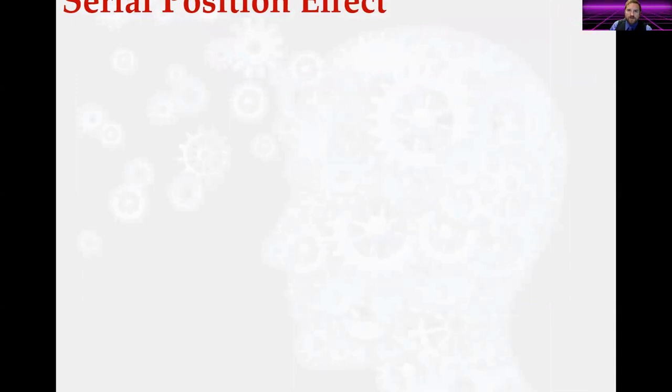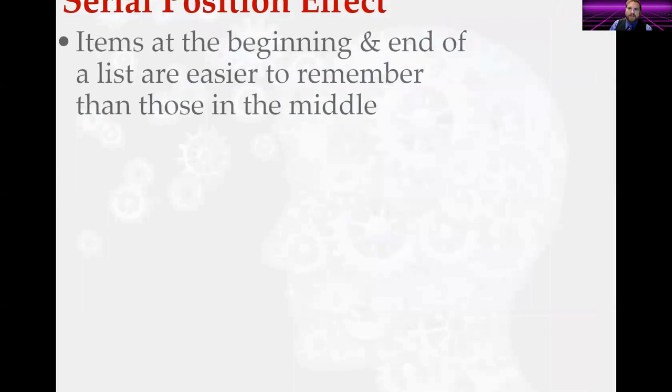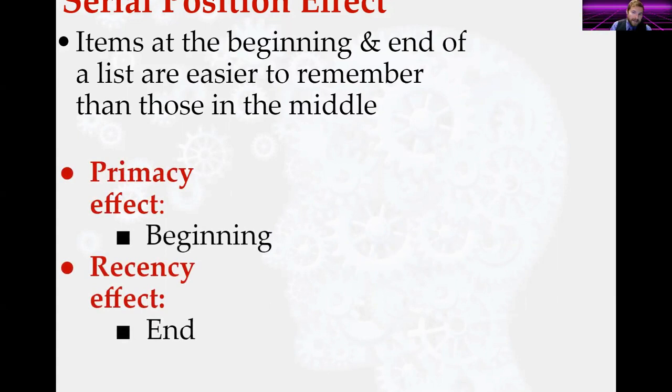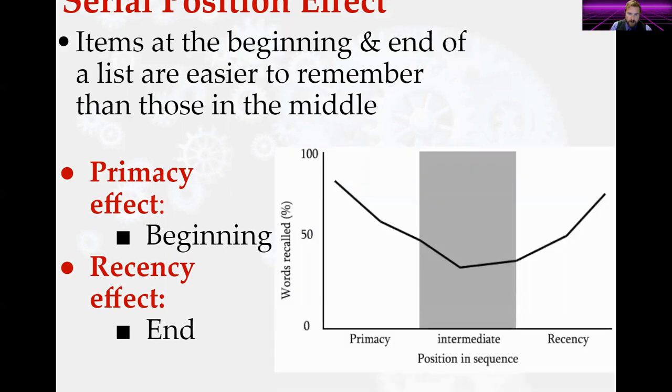So one issue with the way we remember things is what's called the serial position effect. The serial position effect is that when we're given a list of information, we tend to remember the beginning of the list and the end of the list, but we forget the things that are in the middle. If you remember the beginning of a list, this is the primacy effect. If you can remember just the end of the list, this is the recency effect. So sometimes this is called the primacy recency effect or the serial position effect.